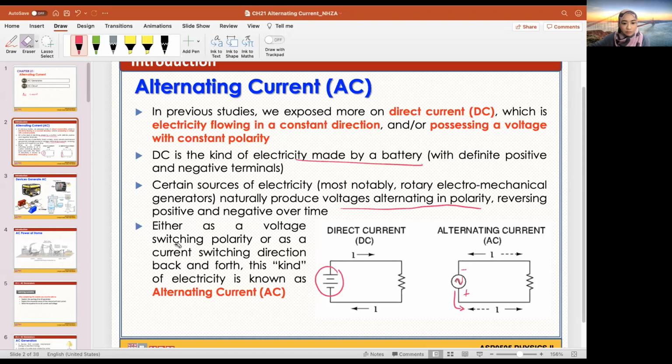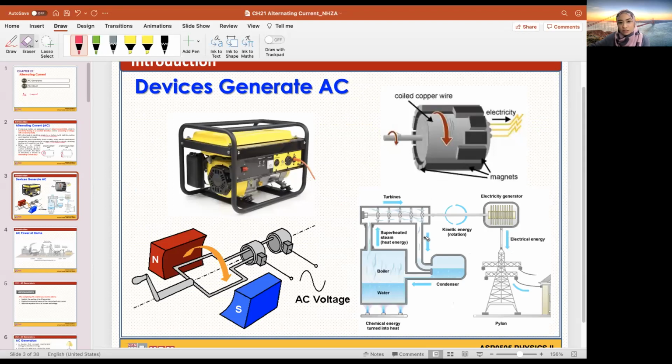So either as a voltage switching polarity or as a current switching direction back and forth, this kind of electricity is known as alternating current, okay? So that is that. So this is how an AC generator looks like. I believe we have seen this around. I don't think I've seen it before.